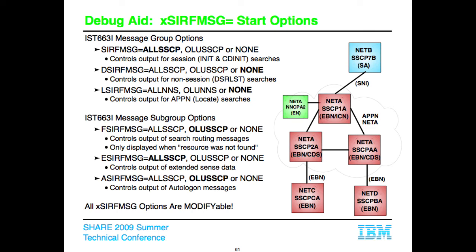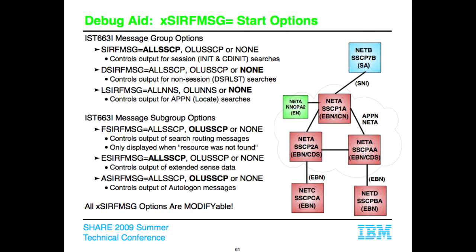Now, up until recently, the only big master control you had up here was the SIRF message start option, which controlled searches that were kicked off by binds and CD inits and initiates. What it did not necessarily capture was any DJSLUST or direct search list searches that were performed through subarea networks. You would never get a message when a DJSLUST search failed. And what you find out is, in APPN networks, when nodes do broadcast searches, they reflect themselves into the subarea network with DJSLUST searches. And so if a broadcast search is performed and fails to find the resource, you don't get any messages with just the SIRF message start option enabled.